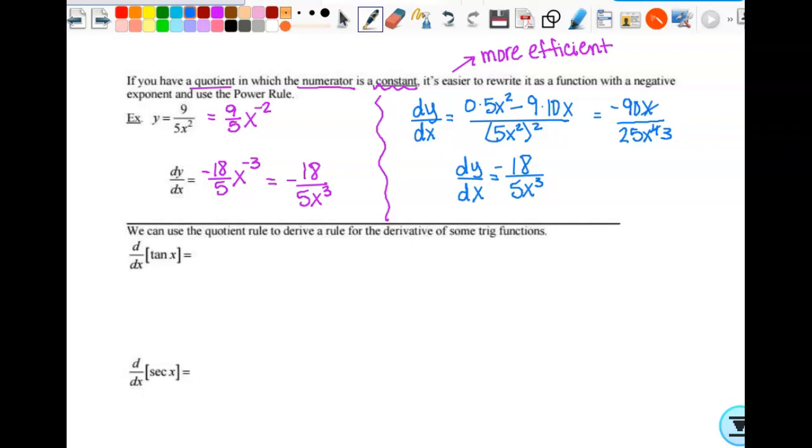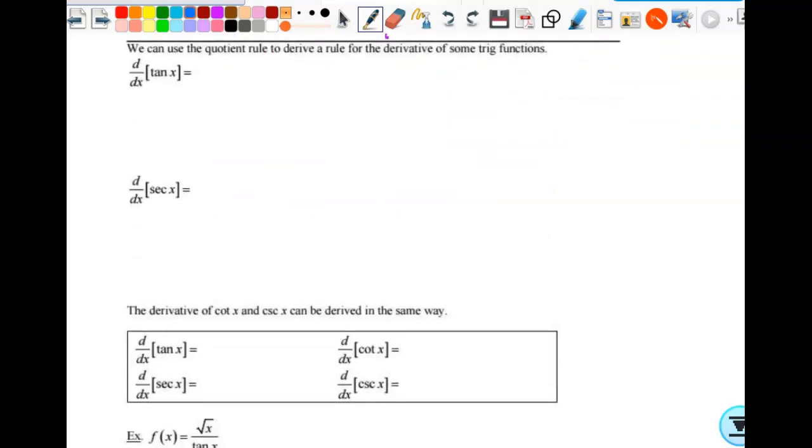Okay. All right. So we can use the quotient rule to derive. Here we're going to derive some of the trig functions that I told you what the derivatives were, and I told you I'll show you later. Here we go. So if we want to take the derivative of tangent, how can I make tangent into a quotient?